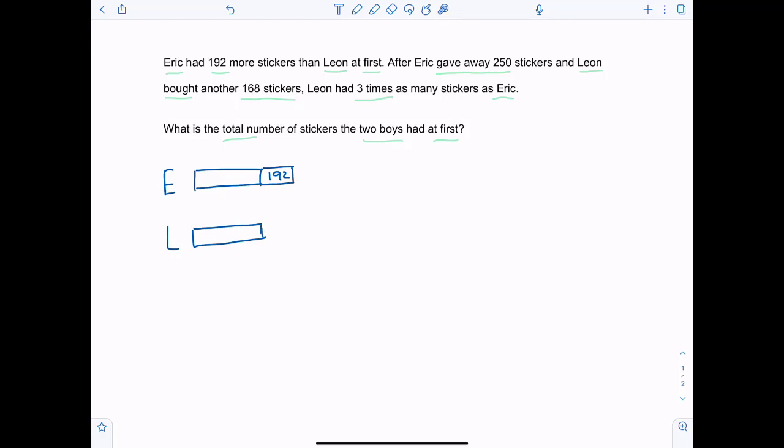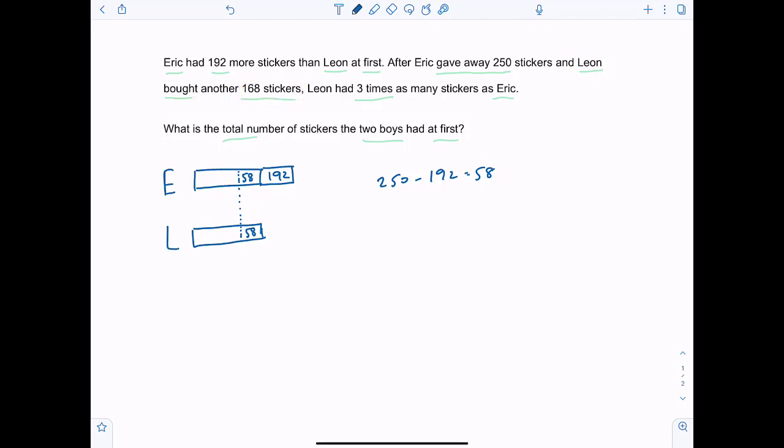Now Eric gave away 250 stickers. So he will give away this part plus a little bit more stickers. How much more? Let's calculate. 250 minus 192, 58 stickers. So this 58 we'll put in this smaller box here, and we trace downwards as well. Over here will be 58 also. Bear in mind, this part is given away by Eric, so it is no more there in the after scenario.